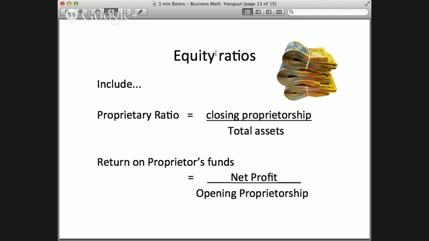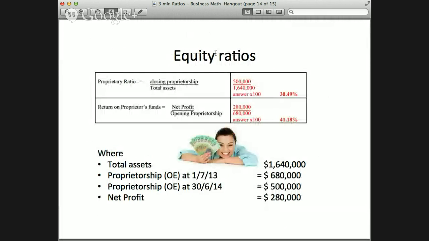If the business is structured as a sole trader, for example, or a partnership, then there'll be 2 ratios which are important for the owners to know about. Those 2 are the proprietary ratio, which calculates the percentage of business assets funded by the owner, and the return on proprietor's funds, which calculates the rate of return of the owner's funds that are invested in the business. You can see the formulas there. Let's take a look at the next slide, which shows us some actual figures.